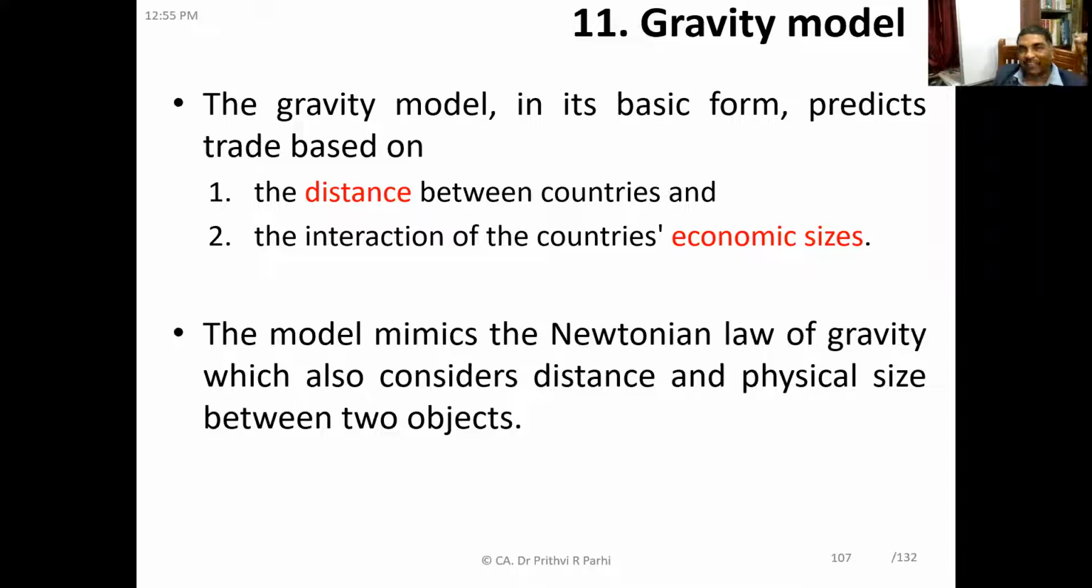Since this theory is concerned about these two factors, the distance and also the size, and under Newton's law, again, these things are considered, that the theory of gravity is also based on the physical size and the distance. So this theory is also called the gravity model. Okay, so these are various theories which are popular in the area of international trade and commerce.